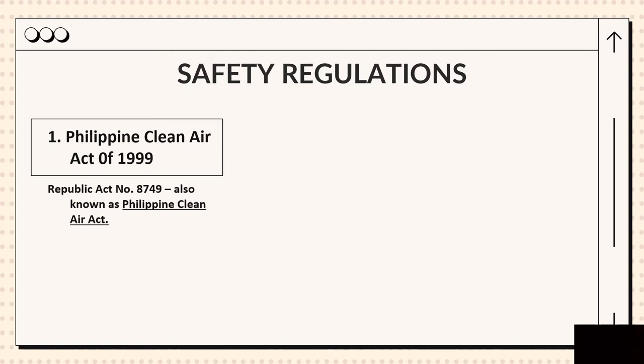So, the Clean Air Act is the constitutional law designed to make sure that all Filipinos have air that is safe to breathe. So, public protection is the primary goal of the law. It also seeks to protect our environment from damage caused by air pollution. So, ayan nga. So, Republic Act number 8749, also known as the Philippine Clean Air Act.